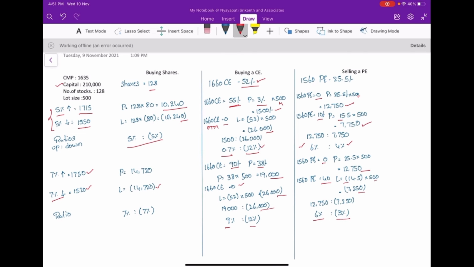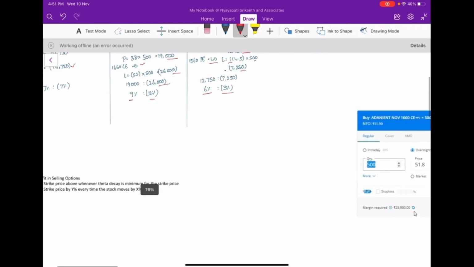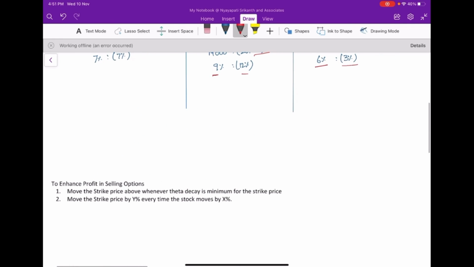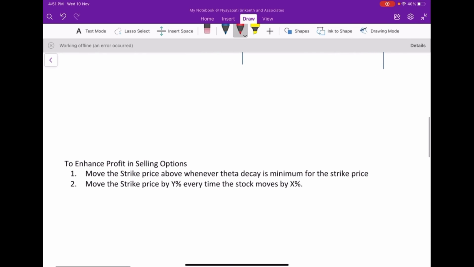I want to explain one more thing here. You have one more benefit while selling any option. This can be decided by watching two parameters. One, if there is no theta to decay, then close the current holding option, and you can sell a higher strike price. If you want to know how to check the theta value, please let me know in the comment section. I will make a separate video on that.